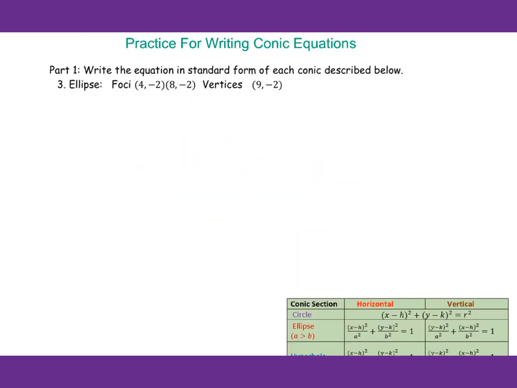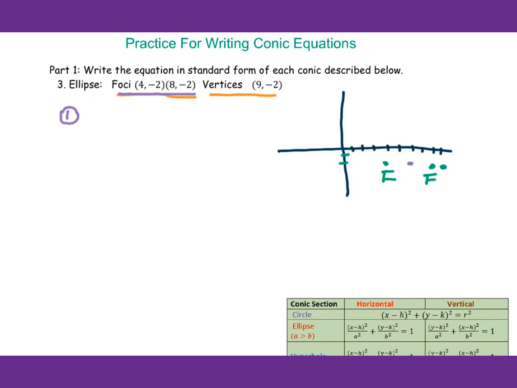This will be the equation of the ellipse. For number 3, you are given foci and vertices. Still sketch the graph. 1, 2, 3, 4, 5, 6, 7, 8, and a 9. So we got 4, -2. It's here. That's the foci. 8, -2 is here. That's the focus. 9, -2. It's here. That's the vertex. If you are given foci, you can get center. That's HK. So H equals 4 plus 8 over 2 equals 6. K equals -2. So we got the 6, -2, that's HK.